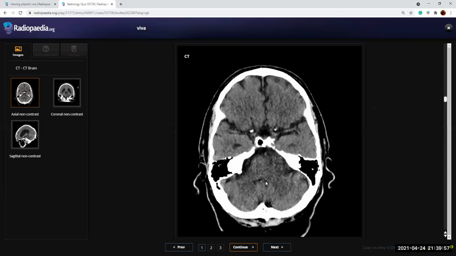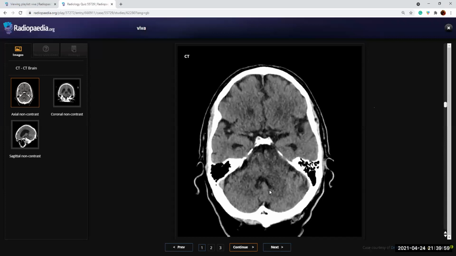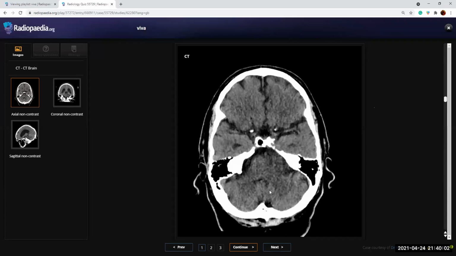But there is something which is causing the pressure effect. What else can cause compression there? The tonsillar herniation, from the foramen magnum, can cause a compression. An abscess can cause a mass effect. What else? In this particular cut, can you comment on anything that is possibly causing compression?